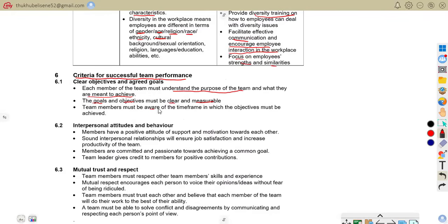Team members must be aware of the time frame in which the objective must be achieved. So the time frame as well is very important. So that you say, by the end of this week, we want to have achieved this. By the end of this year, we want to achieve this. There should be a time frame.